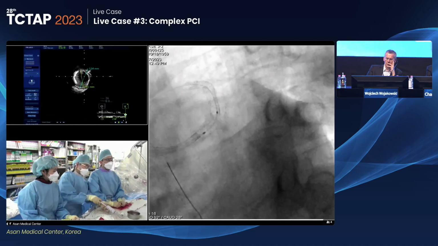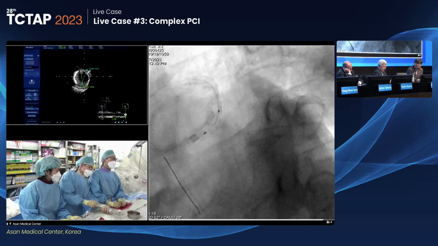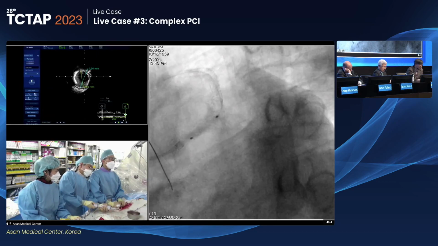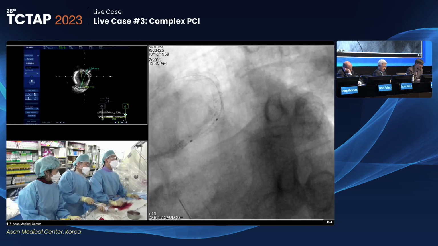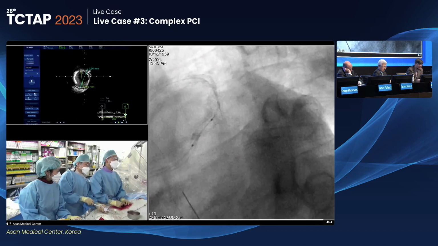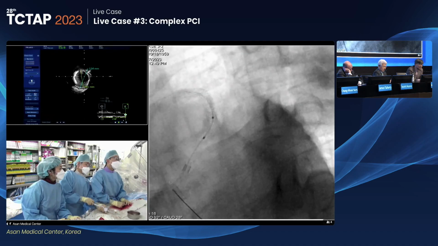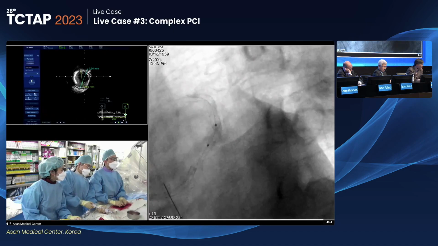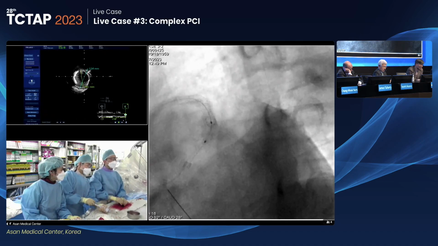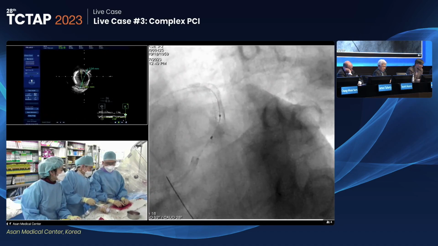Nominal. 3.5. Yeah, this is 3.5 balloon. 12, 14 deflation. Yeah, there is some opening limitation in the radial steel. You can see. Yeah, nominal. 12, 14, 16. Deflation. There's some operation, I think. Is it okay? It's okay.